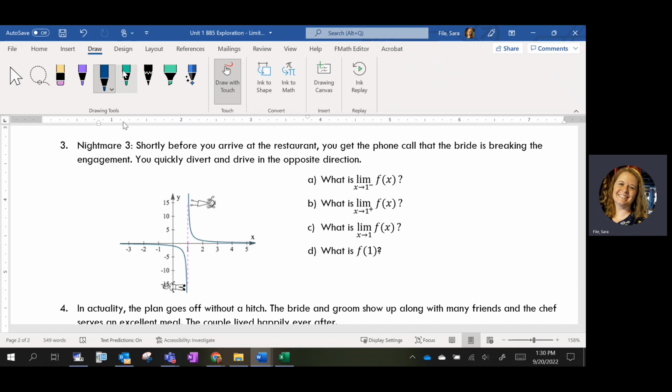All right, so the groom was approaching 1 from the left. What y value is he going toward? As he gets closer and closer and closer to 1, what y value is he getting closer and closer to? -infinity. So he's going to -infinity. Okay, what about the bride as she comes from the right side? What's she going toward? +infinity. Are those the same? No. So the limit does not exist.